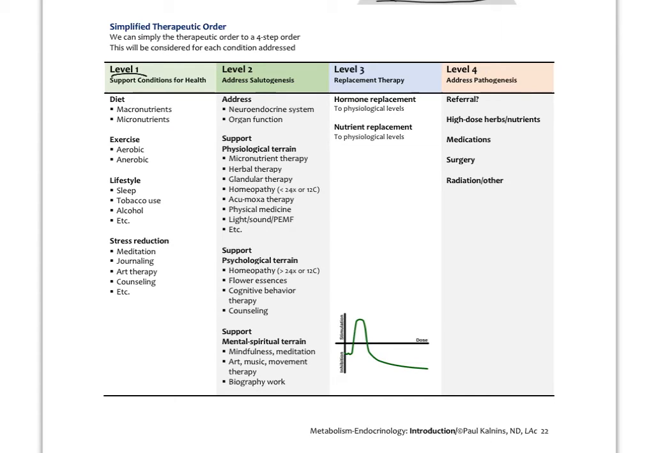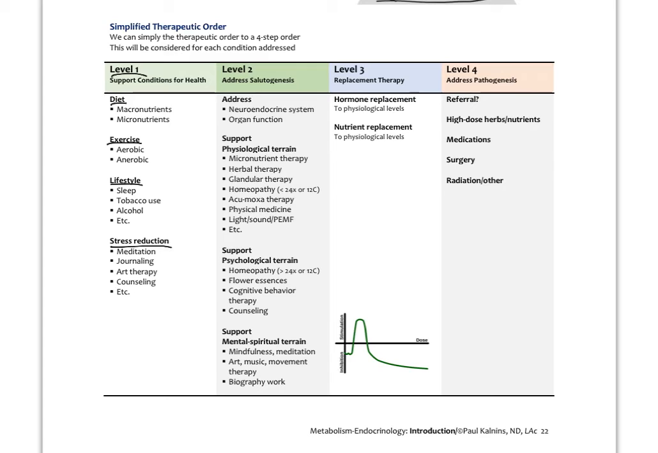So level 1 would be essentially supporting conditions for health, and that would be diet, getting the right macro and micronutrients, exercise, lifestyle, which includes sleep, tobacco use, alcohol use, other drug use, etc., healthy lifestyle habits, and then stress reduction. So techniques like meditation, journaling, art therapy, counseling, whatever might be necessary for improved stress management. So that would be all level 1 therapies, conditions for health. That's sort of a baseline. I don't think anyone's going to argue that those are helpful for people, and if we can motivate our patients to engage in that, that always has a healing effect.